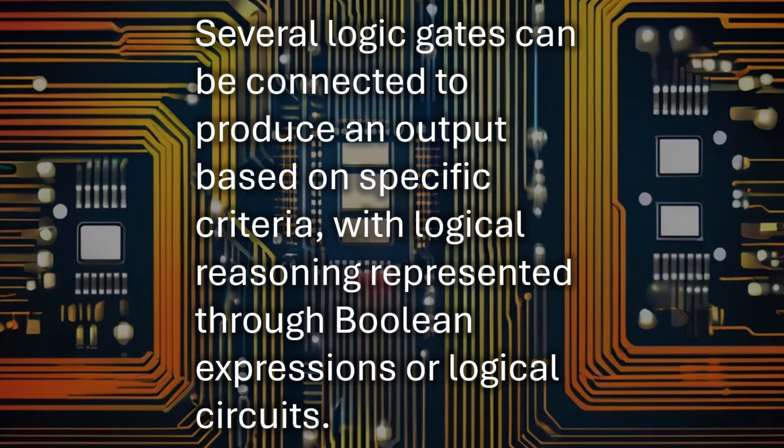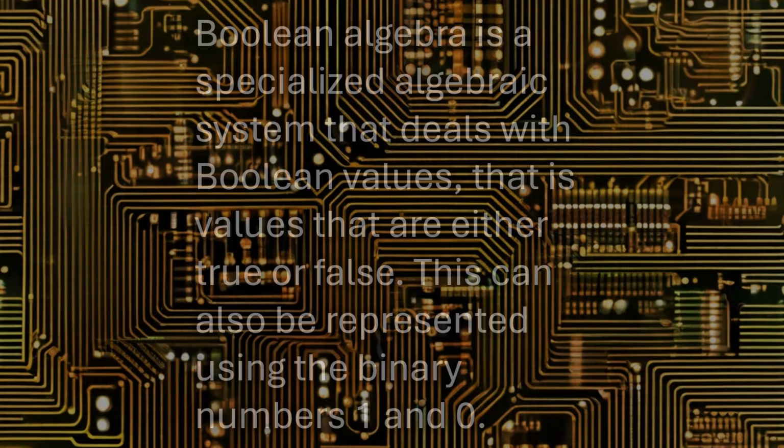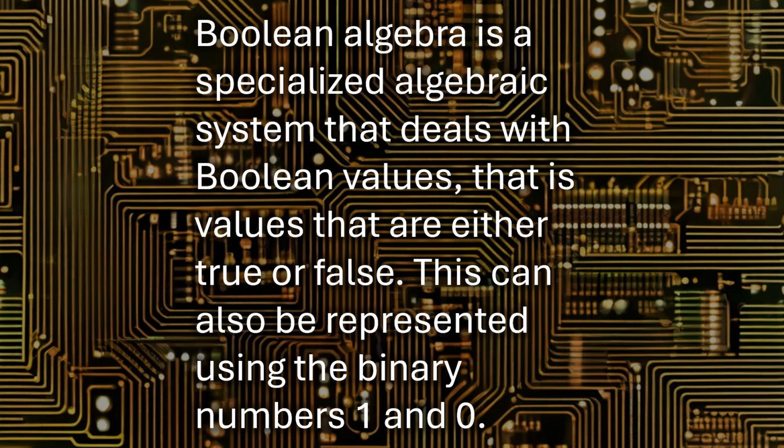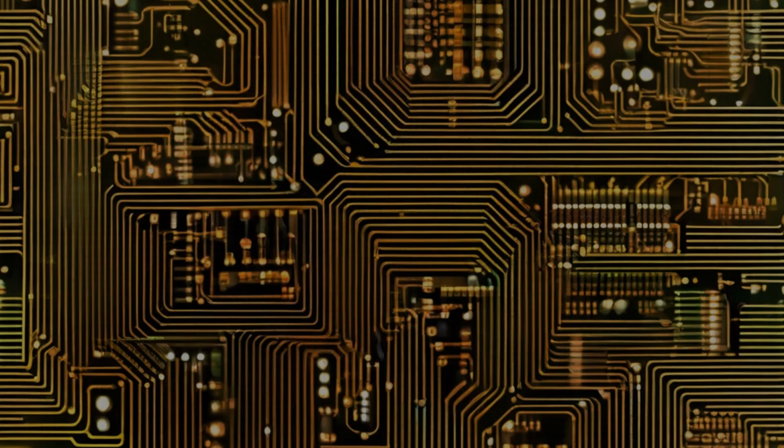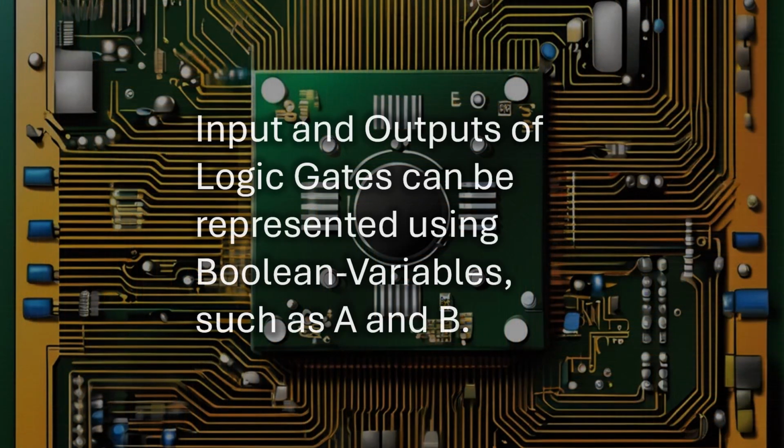Several logic gates can be connected to produce an output based on specific criteria, with logical reasoning represented through Boolean expressions or logical circuits. Boolean algebra is a specialized algebraic system that deals with Boolean values, that is, values that are either true or false. This can also be represented using the binary numbers 1 and 0. Inputs and outputs of logic gates can be represented using Boolean variables, such as A and B.